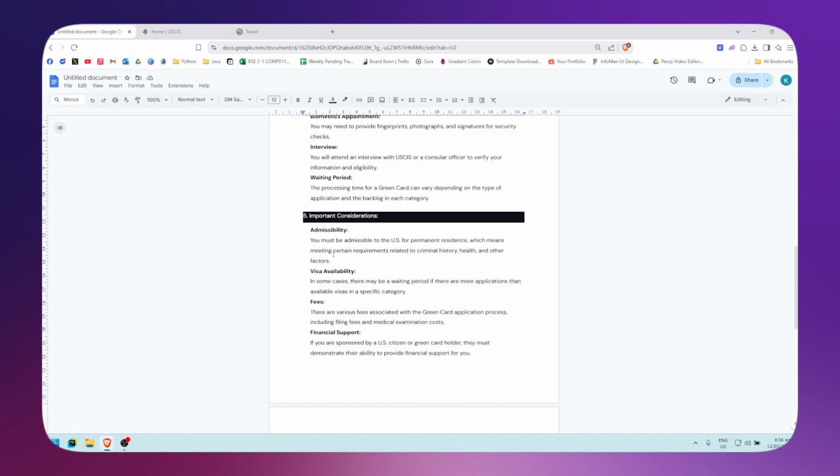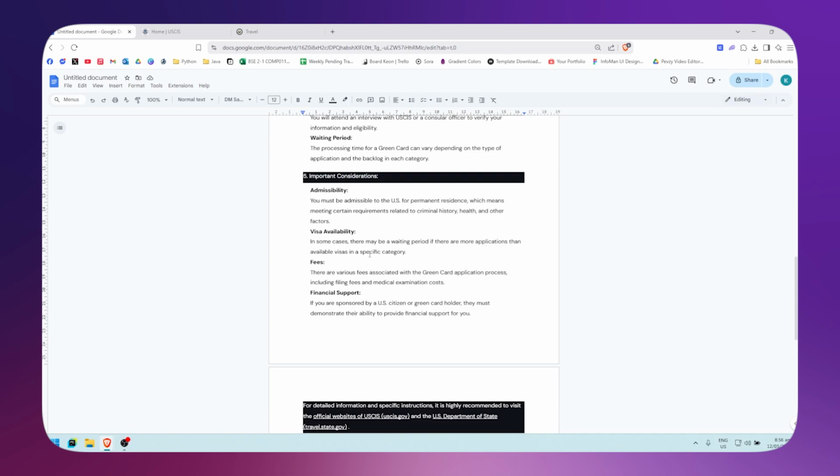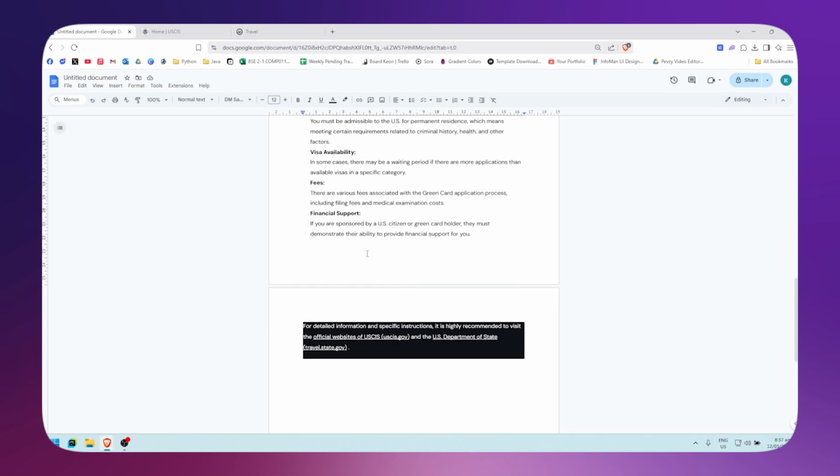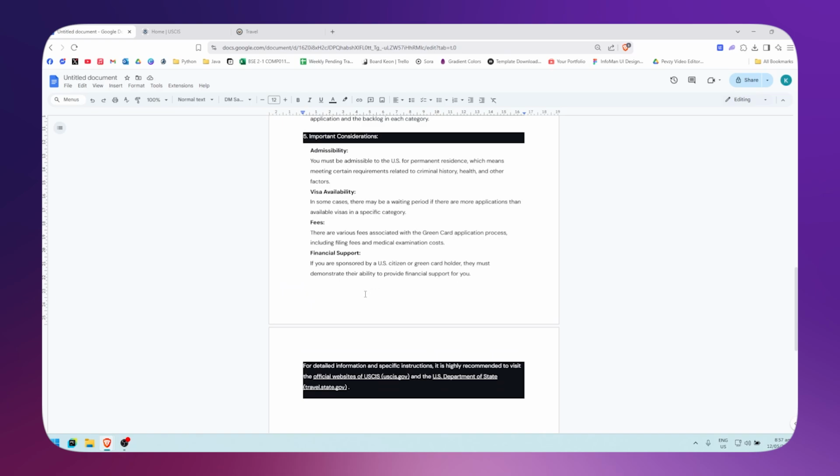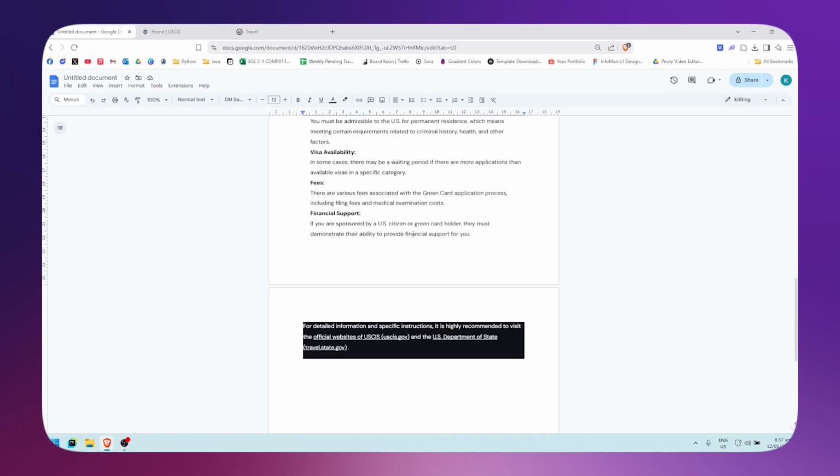So the admissibility. So you must be admissible to the US for permanent residence, which means meeting certain requirements related to criminal history, health, and other factors. Next is the visa availability. So in some cases, there may be a waiting period if there are more applications than available visas in a specific category. And of course, the fees. There are various fees associated with the green card application process, including filing fees and medical examination costs, and the financial support. If you are sponsored by a US citizen or green card holder, they must demonstrate their ability to provide financial support for you.